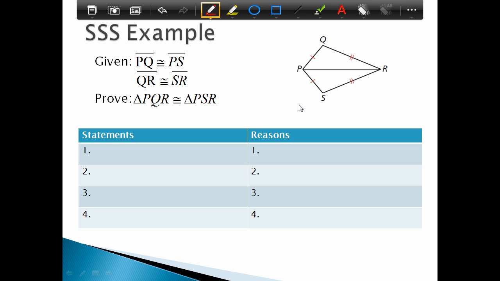And we're trying to prove that those two triangles, PQR on the top, PSR on the bottom, are congruent to each other. So here we go. It's going to be 4 steps. First step, I'm always going to start off with my given. So I know that PQ is congruent to PS. As the very first statement, my reason is it's given. Next one, we got QR is congruent to SR. Once again, given statements. Those are out of the way.